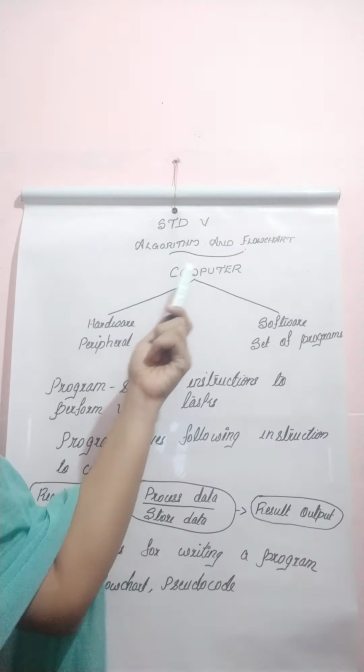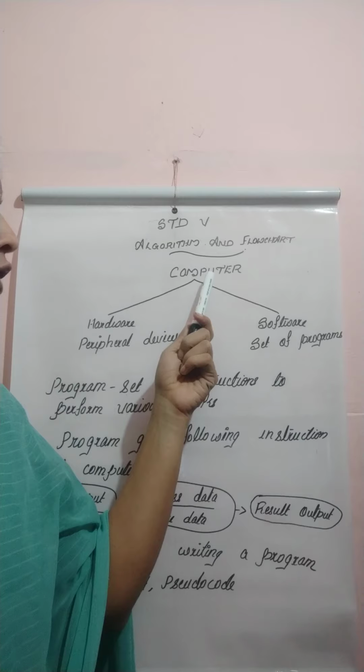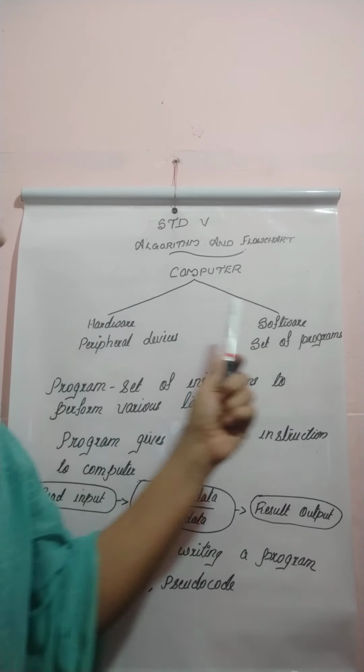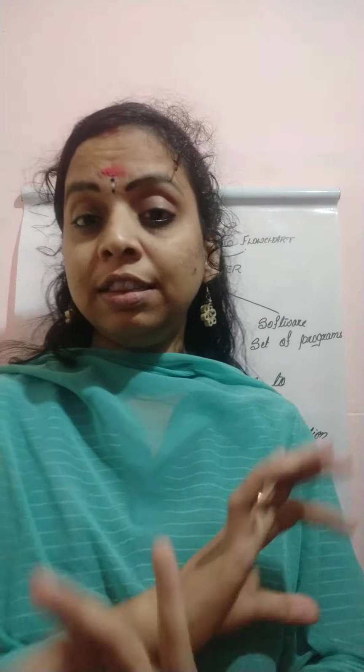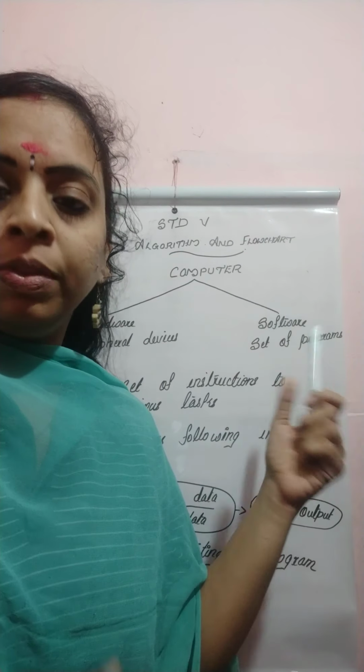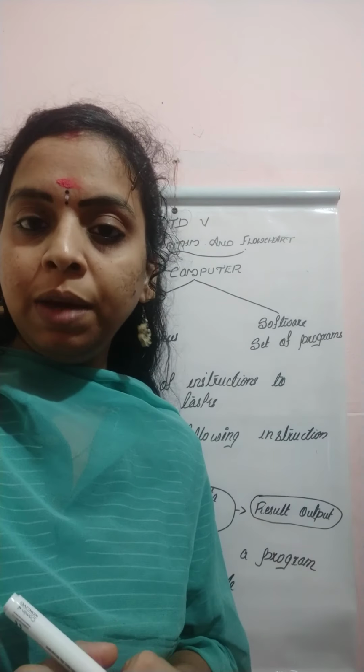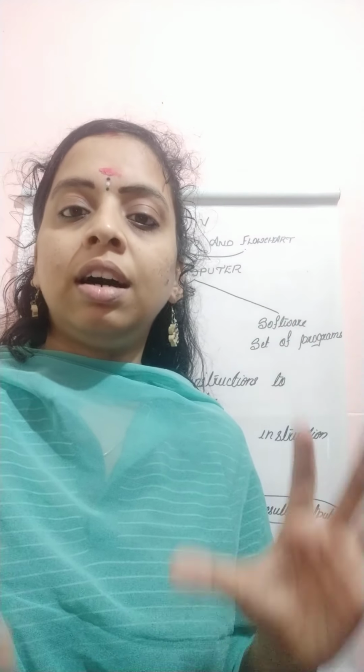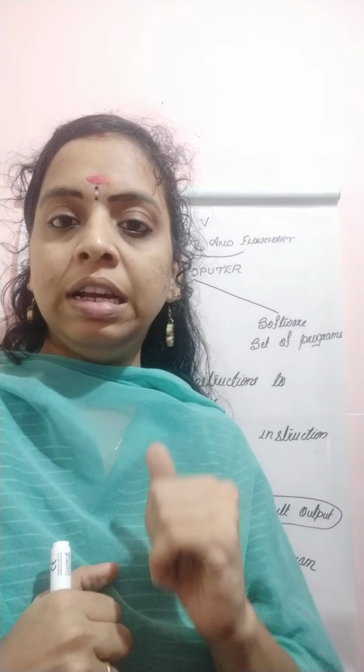We are dividing the full computer system into two parts, that is hardware and software. So what do you mean by hardware? Hardware means all the things that we can see with our eyes and feel through our fingers or our hands.